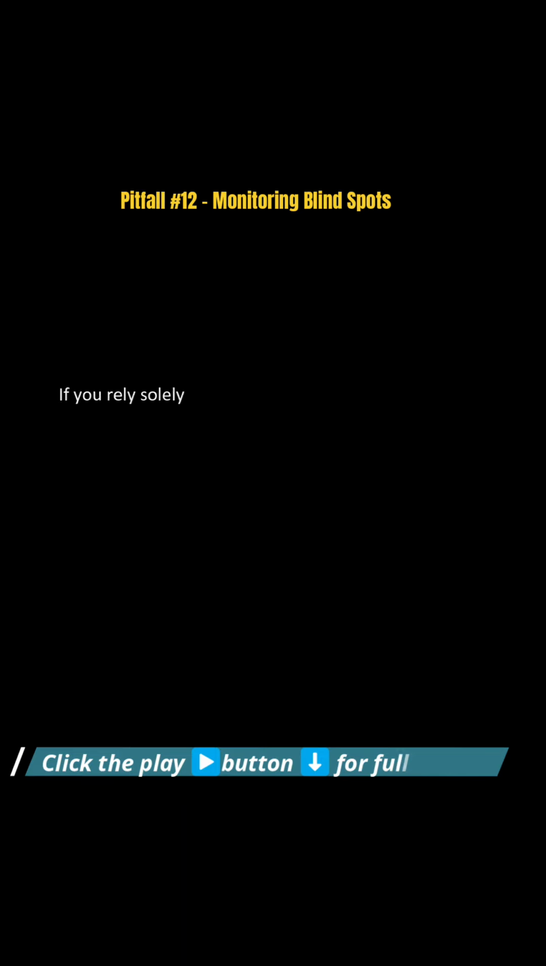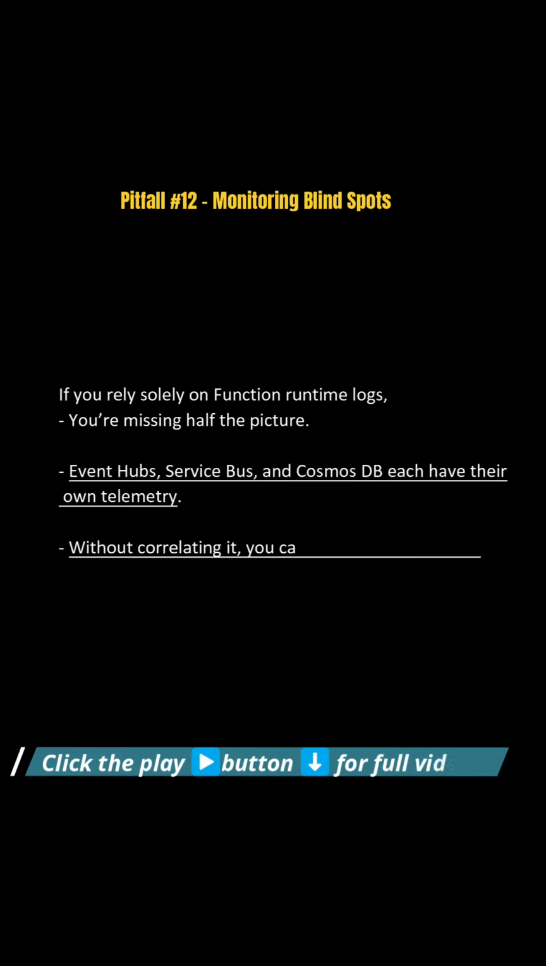So, what's the culprit? You're not being alerted. If you solely rely on function runtime logs, you're missing half the picture. Event Hubs, Service Bus, and Cosmos DB each have their own telemetry. Without correlating it, you cannot tell if triggers fired or bindings succeeded. So logs, that does not mean full observability.